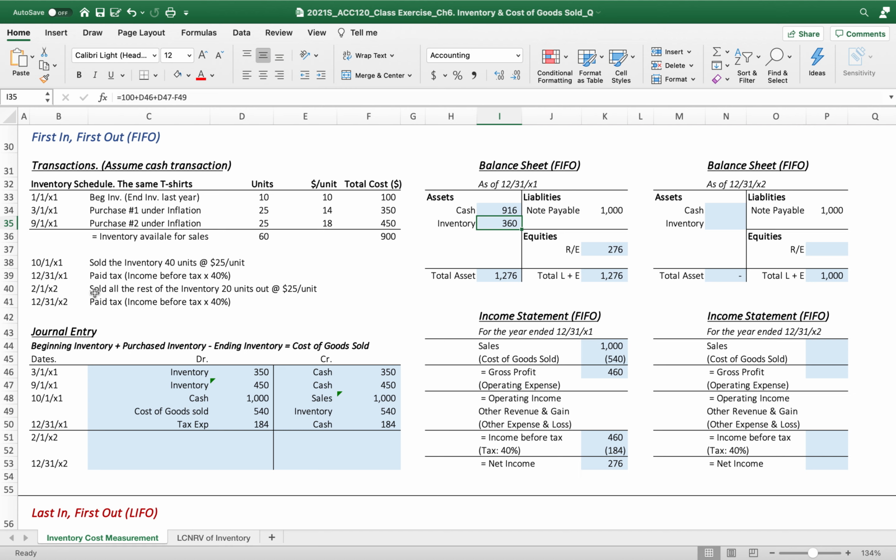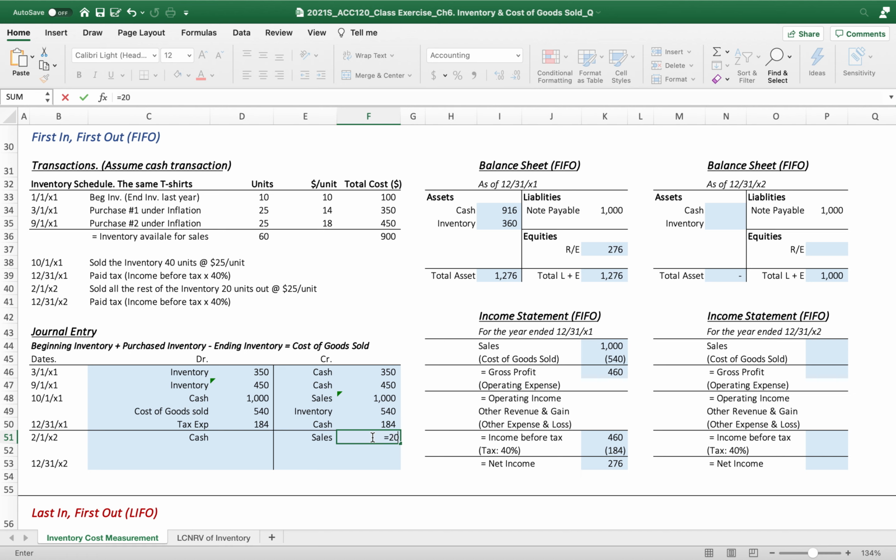Now the second year, we sold all the rest of the inventory, 20 units, because we sold our 40 units in year 1, October 1st. Out of 60, the remaining is 20 units. So the 20 units, how to record? The same. I'm going to just use the same names of accounts, cash and then the sales. But here, how do you calculate the sales?